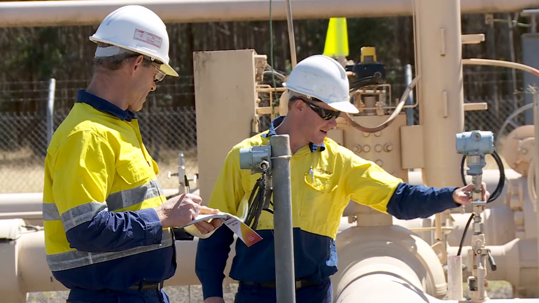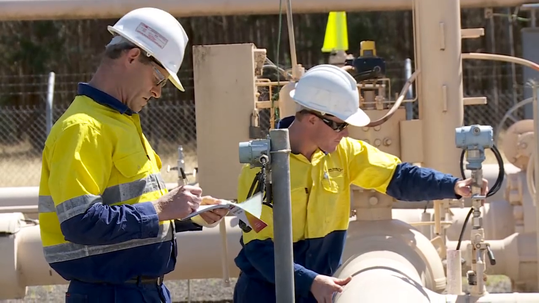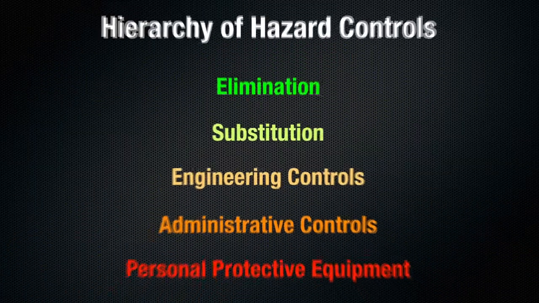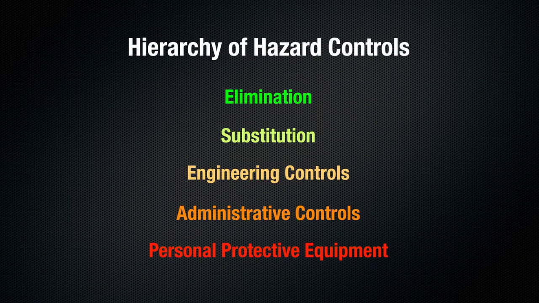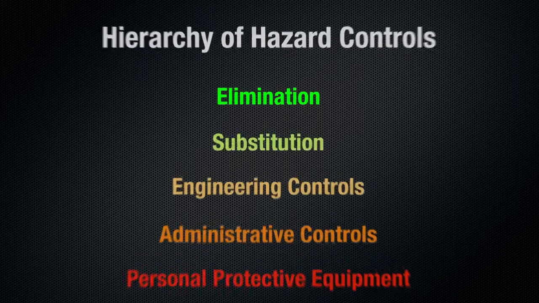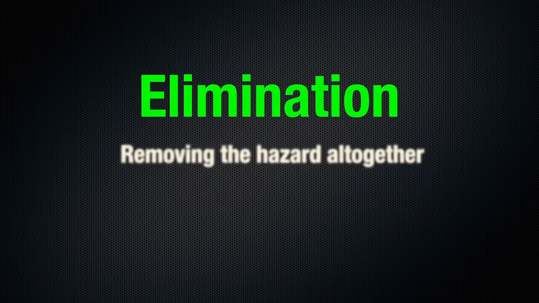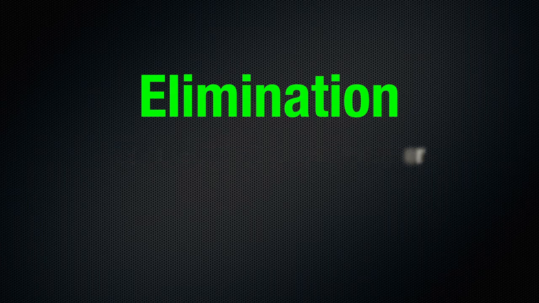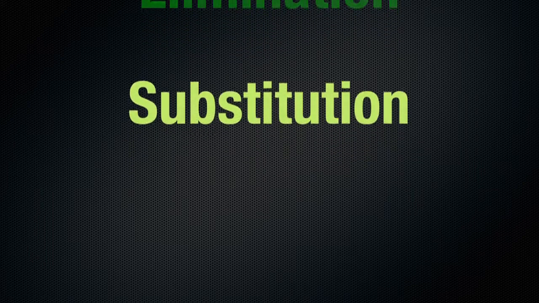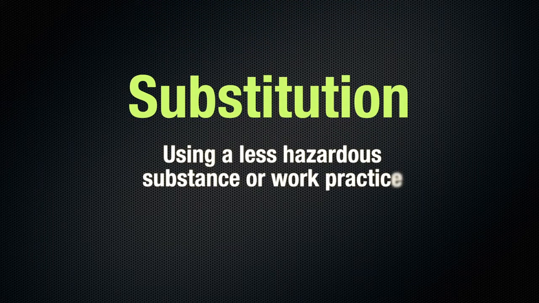When safety hazards are examined and the risks assessed, a hierarchy of hazard controls is used to see what can be done to mitigate or reduce the risk to the person undertaking a task. The hierarchy starts with the control method that will provide the best safety outcome. Elimination, removing the hazard altogether. Substitution, using a less hazardous substance or work practice.